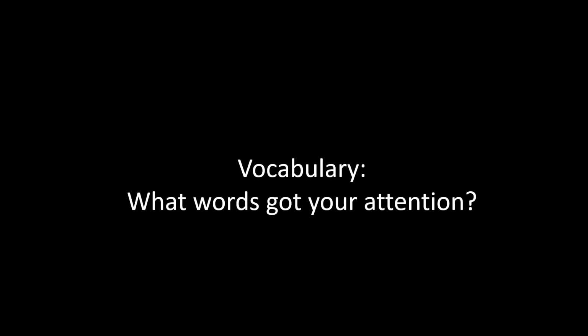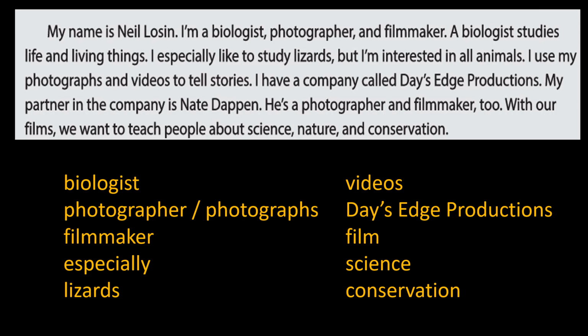Let's look at vocabulary. What words in paragraph 1 got your attention? Okay, the first word that I noticed in paragraph 1 is biologist. Biologist. How many syllables is that? Biologist. 4 syllables. Where is the stress? Bio. It's on the second syllable. Ya. I can tell because there's a pitch change and it's a little stronger. Biologist. The next word is photographer.